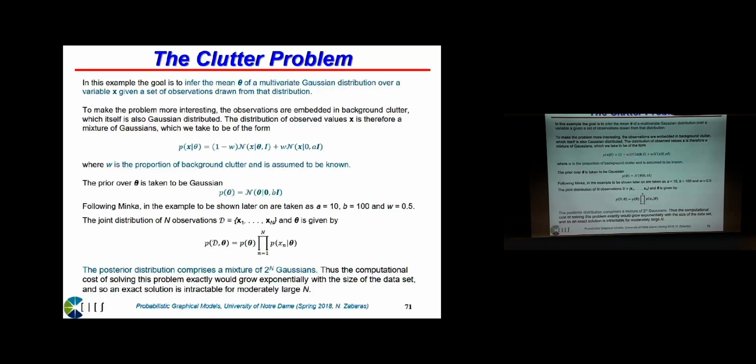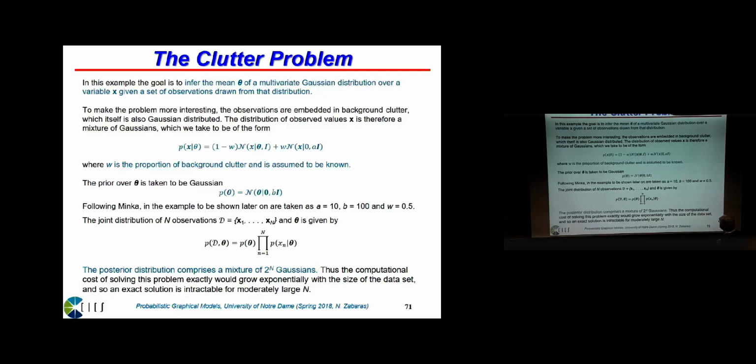We really want to compute the mean of this Gaussian. So we collect data, but the data are noisy because some of the data may be coming from this true Gaussian distribution, but some of them can be coming from this clutter distribution, so it can be completely irrelevant to the mean that you want to estimate. Okay? So that's why this is called the clutter problem.